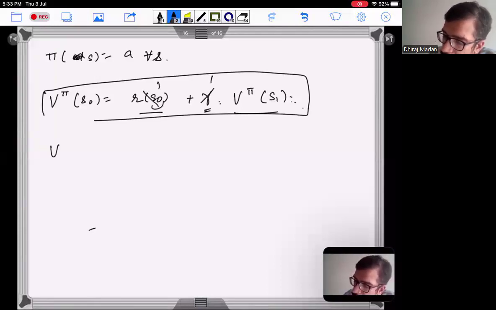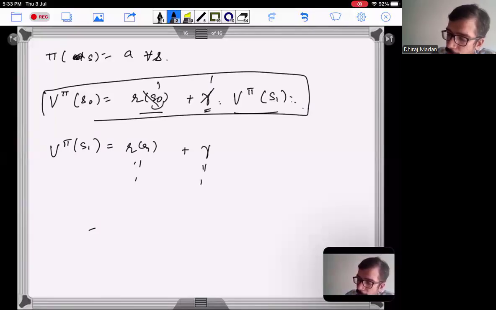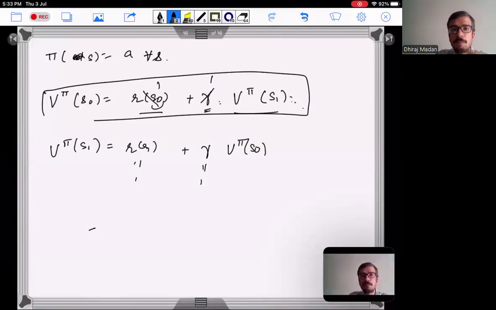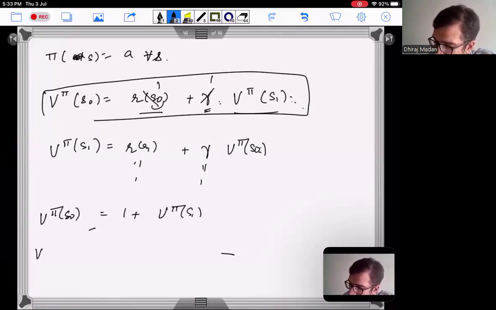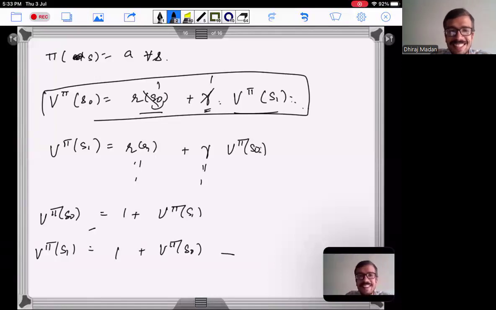Similarly, if you write down the equation starting from S1, you will have R of S1, which is 1, plus gamma, which is also 1, times V pi of S naught, because if you are in S1, then with probability 1 you will move to S naught. So V pi of S naught is 1 plus V pi of S1, and V pi of S1 is 1 plus V pi of S naught. If you now try to solve, you will see that there is no solution.